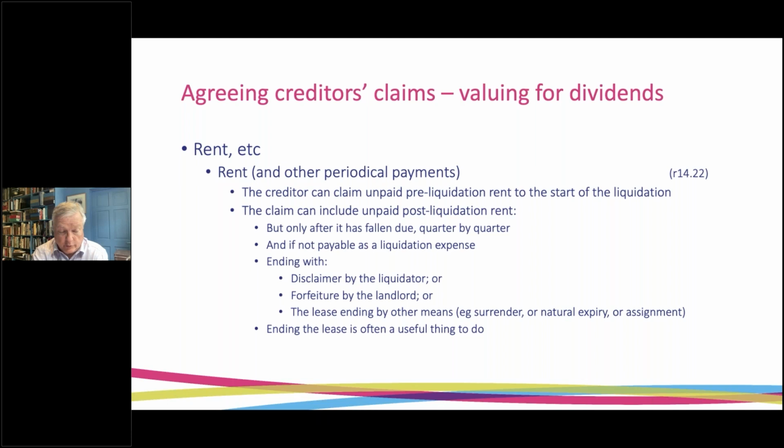Very often the landlord will bring matters to a head by forfeiting the lease themselves, or you may well be able to agree a surrender of the lease as a way of bringing the liability to an end. If neither of those are viable, then you may well find yourself looking at disclaimer as a way of bringing the rent to an end, because ending the lease and ending this continual accrual of value to the landlord's claim can be a very useful thing to do.